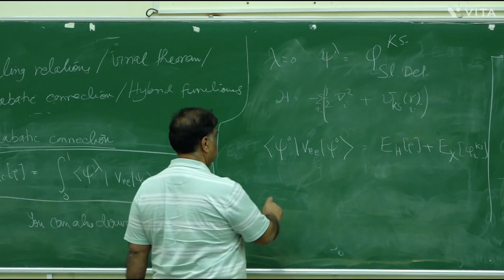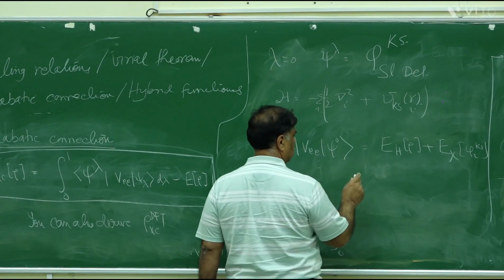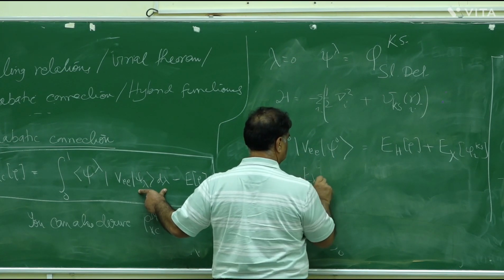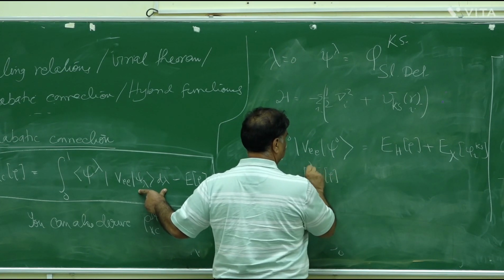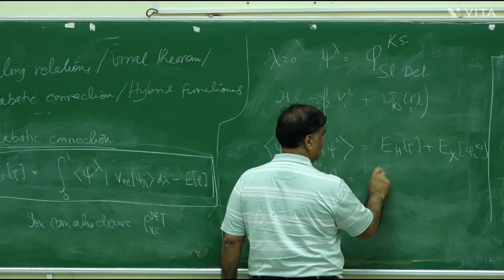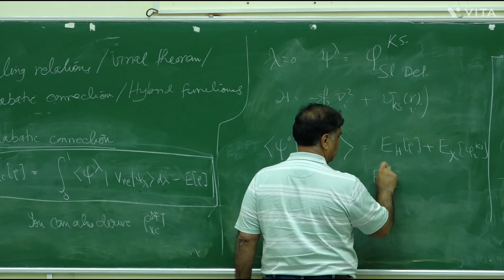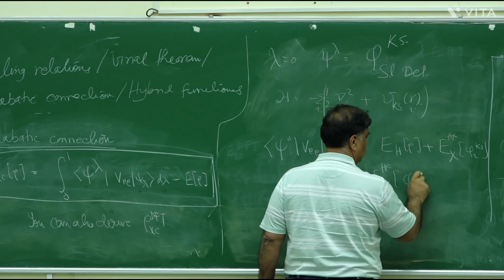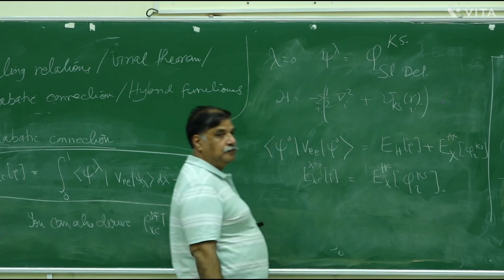And therefore, this is going to be EXC rho for lambda equals 0, it's going to be EX. The expression is the Hartree-Fock expression, but the orbitals are Kohn-Sham.